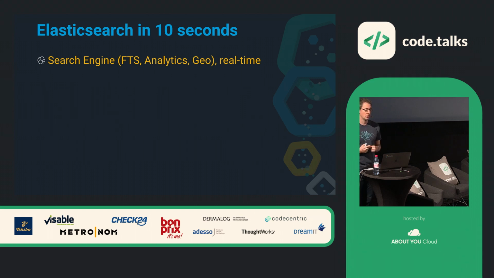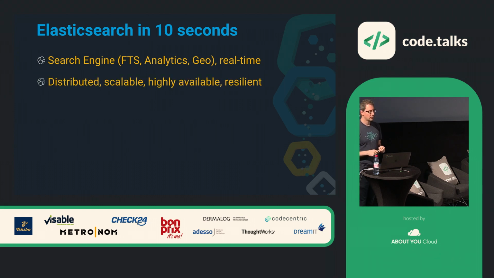Elasticsearch is a search engine. You can use it for full text search, like what I did as a product search engine. You can do analytics or business intelligence. You can do geo-based searching with it. You can combine all of those three, and it runs in near real time, which basically means the duration between indexing data and having the availability to search for it should be as small as possible.